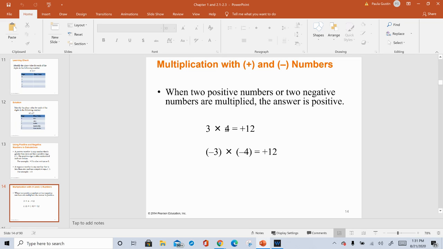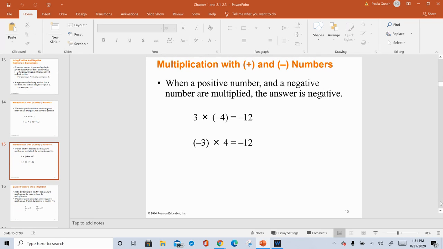If we have two positives, that's easy. 3 times 4 is 12. But negative 3 times negative 4 is also 12. So remember the rule for multiplying negative numbers there. 3 times negative 4 is negative 12. Negative 3 times 4 is also negative 12. So a positive number and a negative number multiplied, the answer is negative.